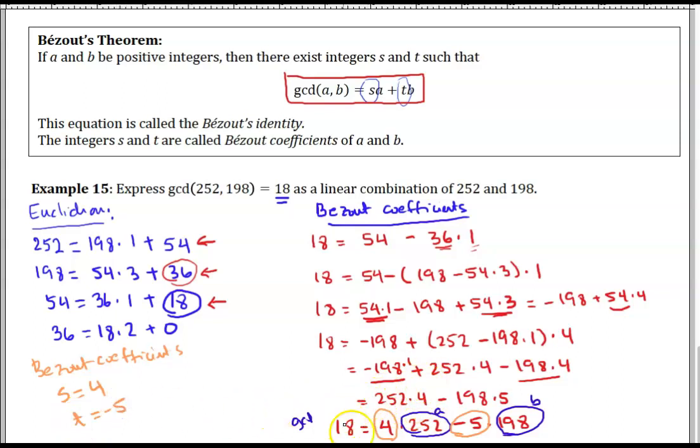Okay, so this allows us to write the GCD as a linear combination of the original two numbers, which means an integer times A plus another integer times B. Okay, and again, this will be helpful in solving systems of congruences in the next section.